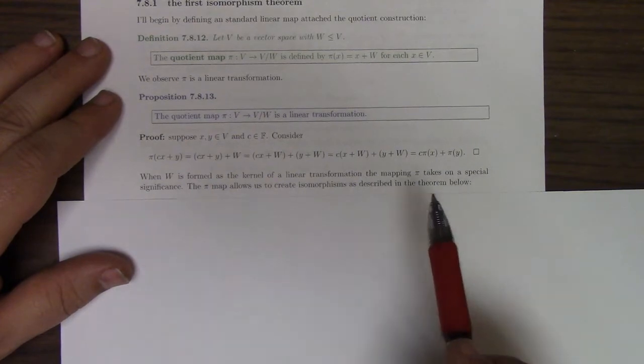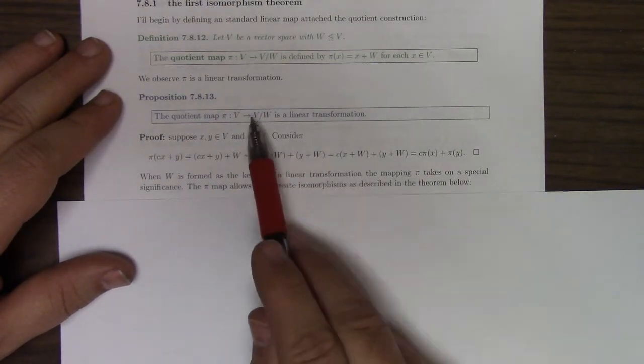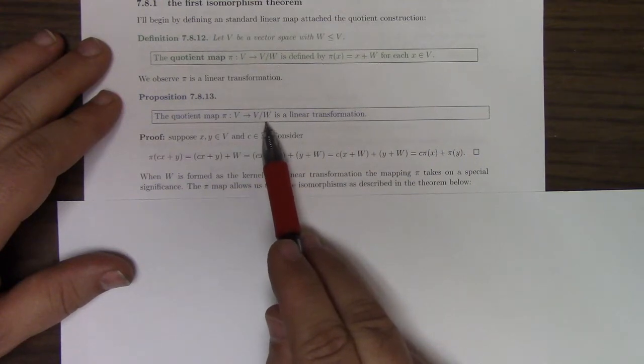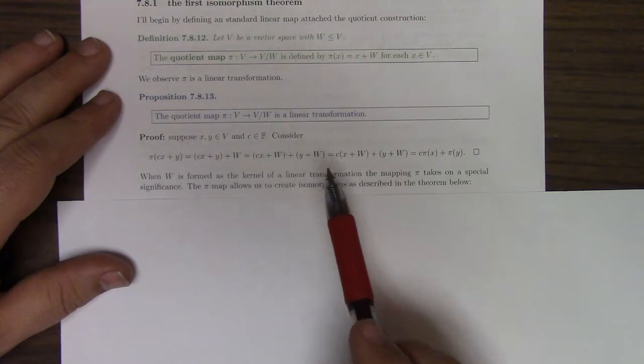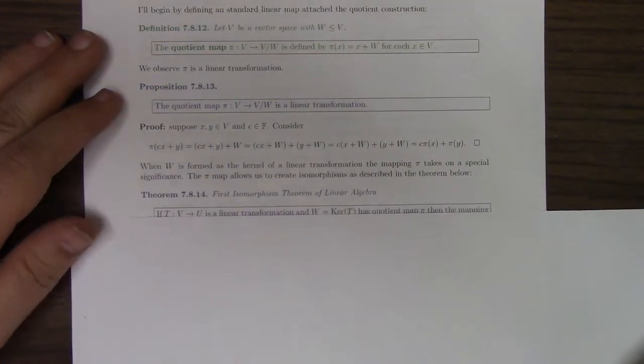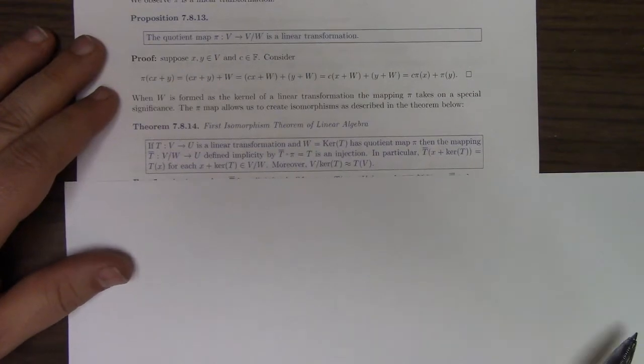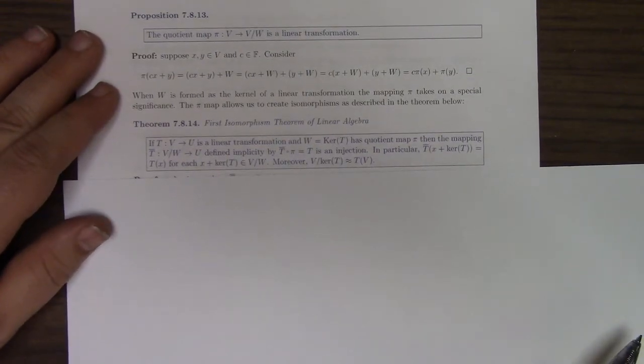And what's its kernel? Well, the kernel of pi would be everything that maps to 0 in the coset space. What's 0 in the coset space? Well, we just talked about it. It's W. So the kernel of pi is W. And that actually plays a special role here in the first isomorphism theorem. Here it is.